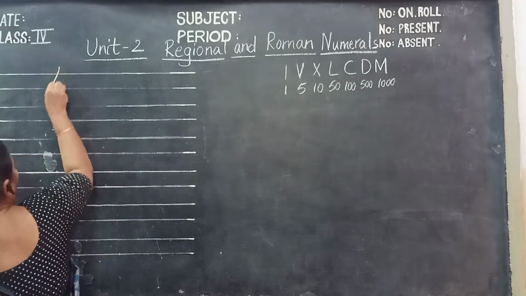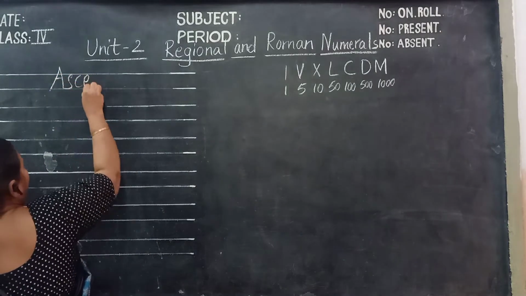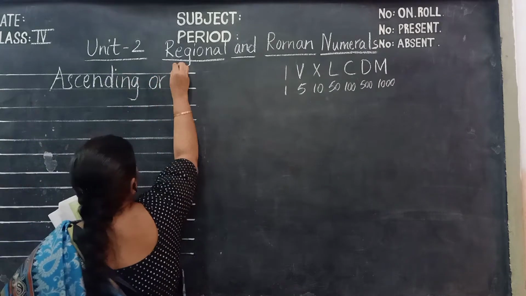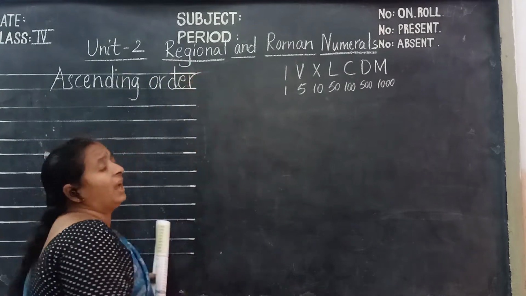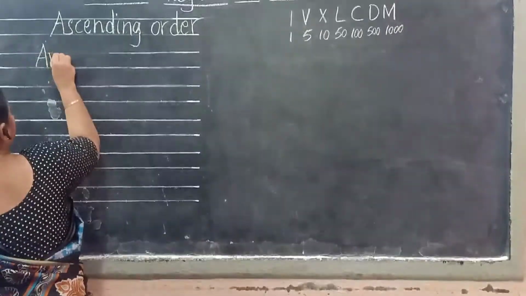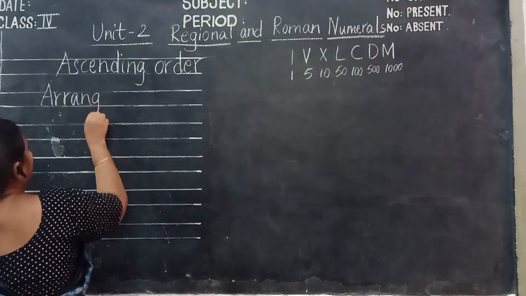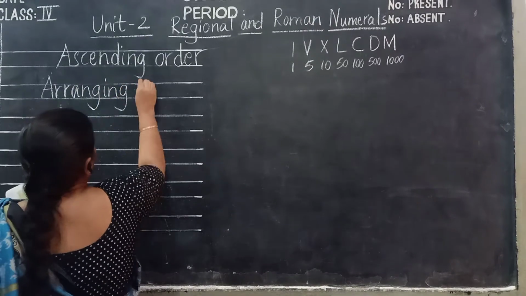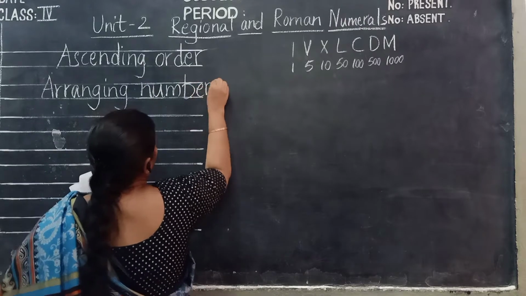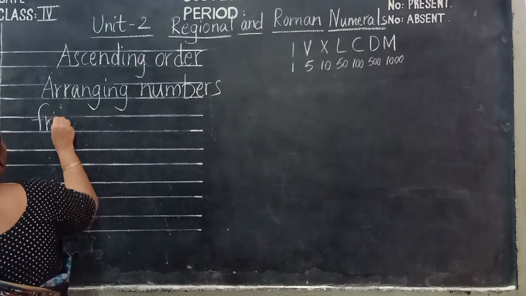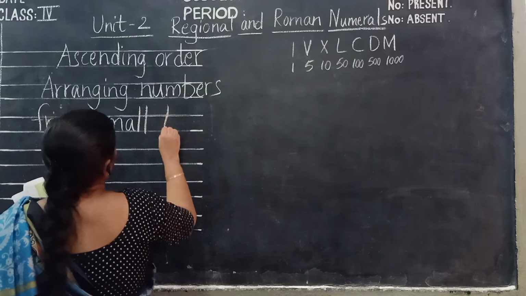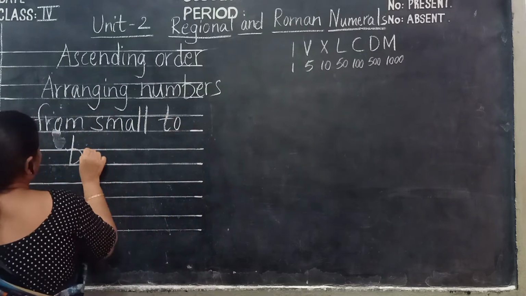See children, ascending order. Those who have notes, open children, open and write. Arranging numbers from small to big.